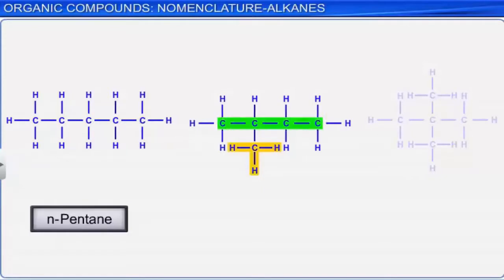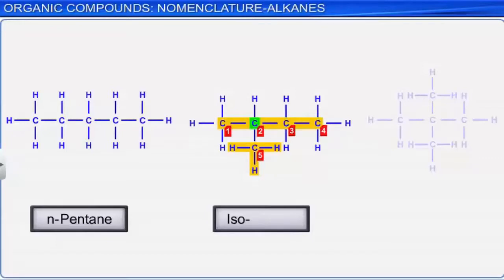If the carbon atom next to the terminal carbon, having a methyl group as a branch, is attached to a continuous carbon chain, then a prefix iso is given to the name of the alkane. For example, for the structure shown here, which consists of a branched chain and is a 5-carbon system, the name given is isopentane.